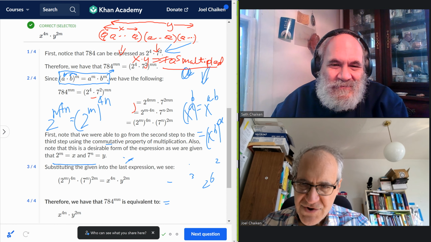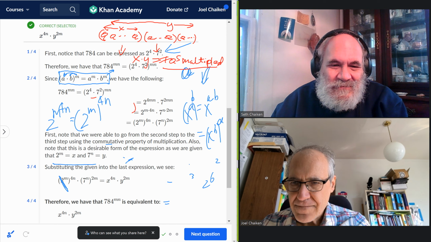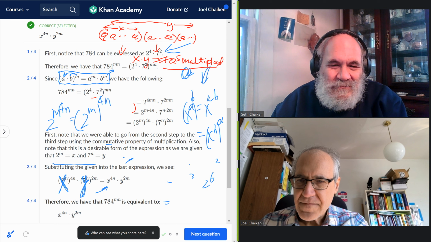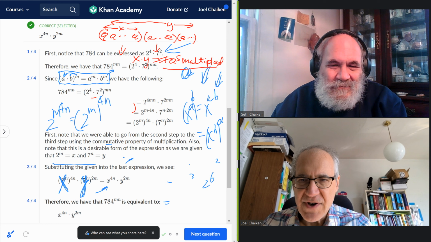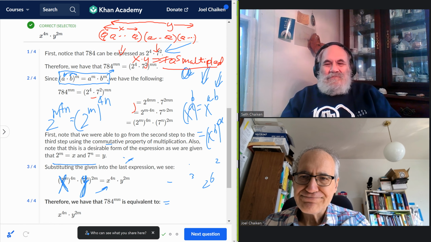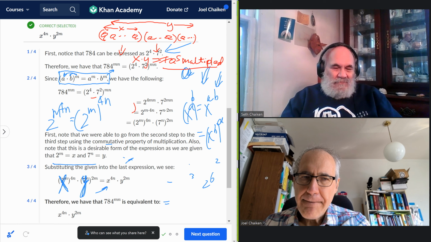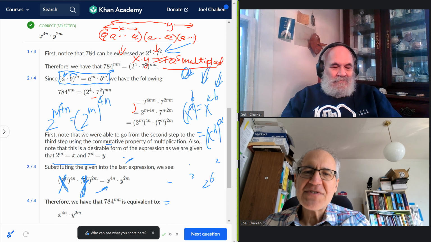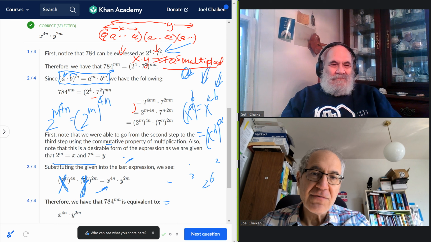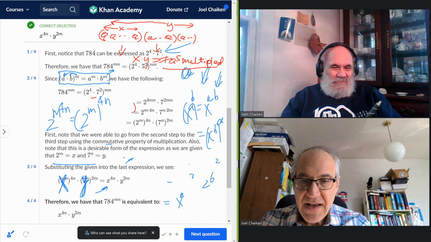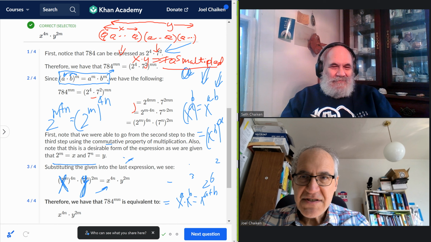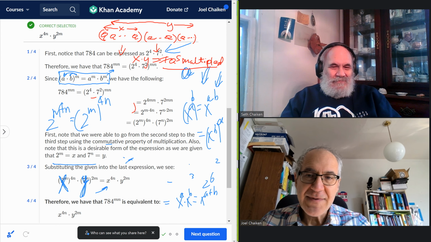And then sure enough, this is x and this is y. And that's it. So they substituted, but they also used this version of the power rule in reverse. Sometimes, it's interesting, a lot of people miss, sometimes you use the product rule in reverse. Everyone knows that x to the a times x to the b is x to the a plus b.